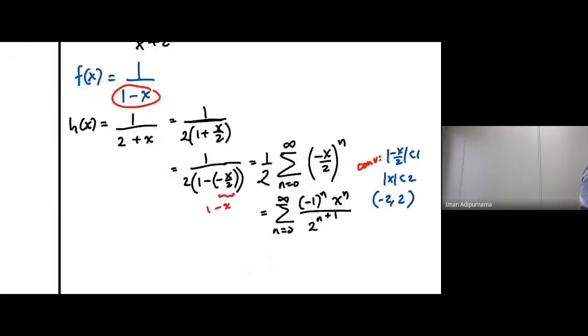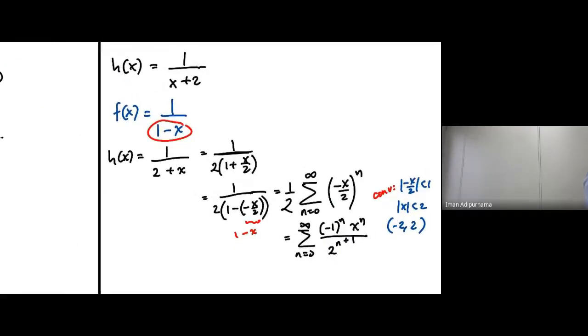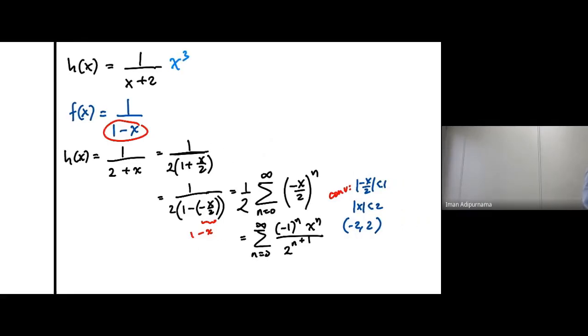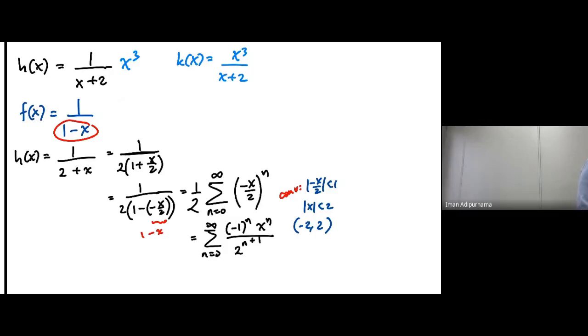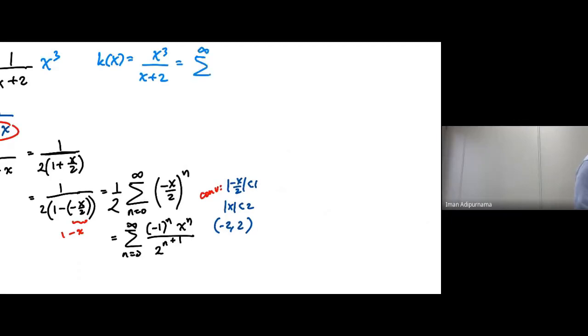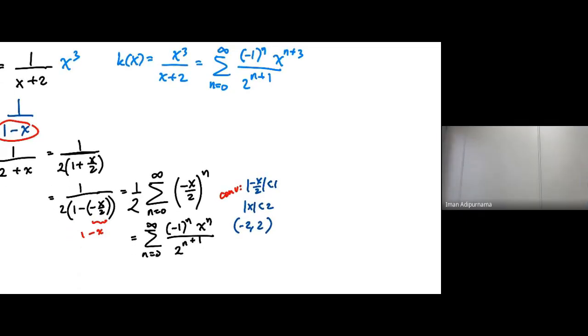And then if the function is multiplied by x cubed, like the other example, so if you have the function k, what will happen? You just add x cubed. Okay, just adding the x cubed. So the sum will be the same or similar, but you can add the x cubed here. So it should not be a problem, okay?